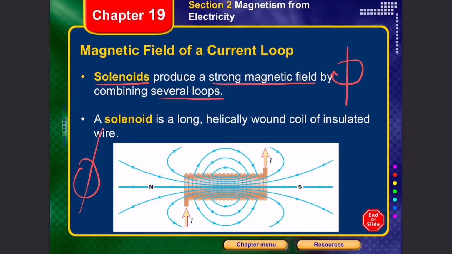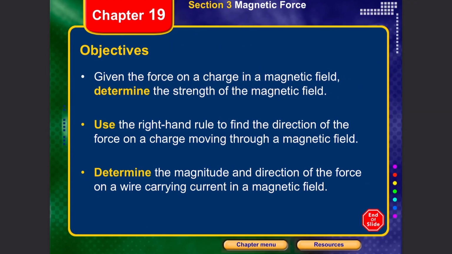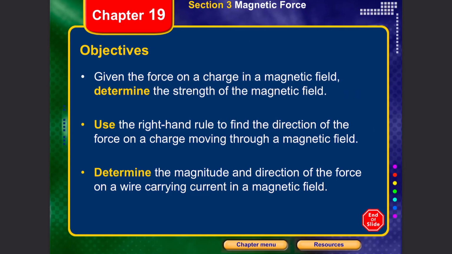So a solenoid basically behaves like a magnet. If the current flows from bottom to top, on the left side you have the north pole and on the right side you will have the south pole. This is what we call a solenoid. A solenoid is a long helically wound coil of insulated wire. This is how we can determine the current field. Here it behaves like a magnet.